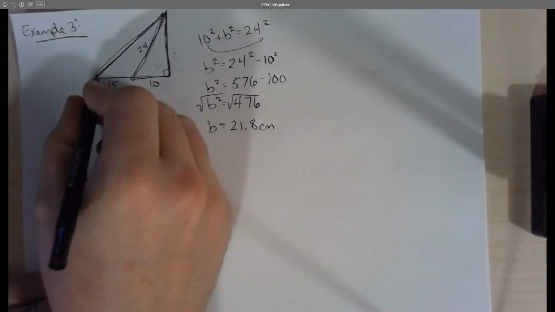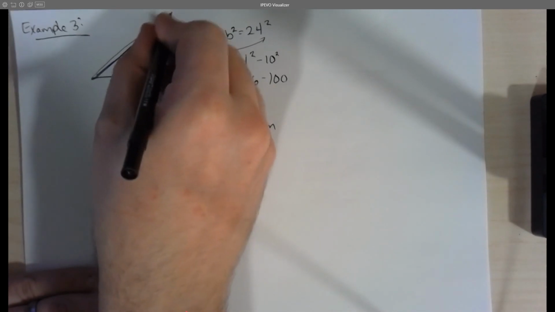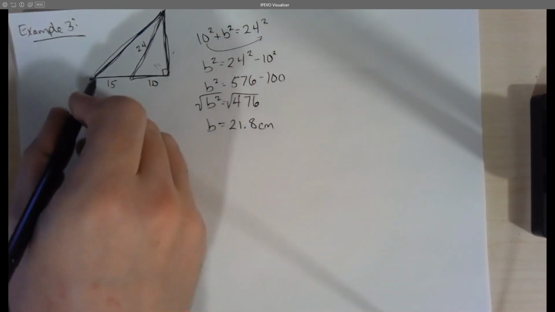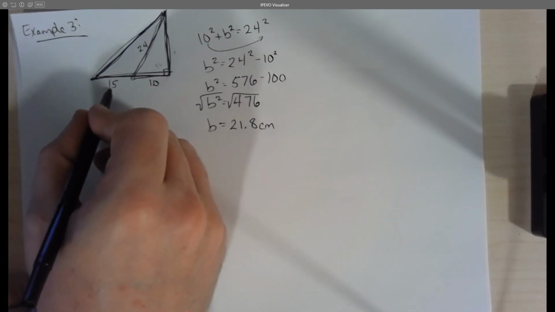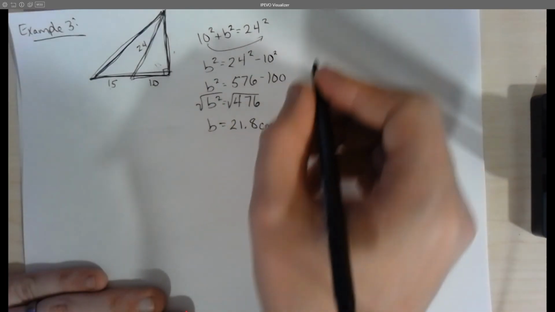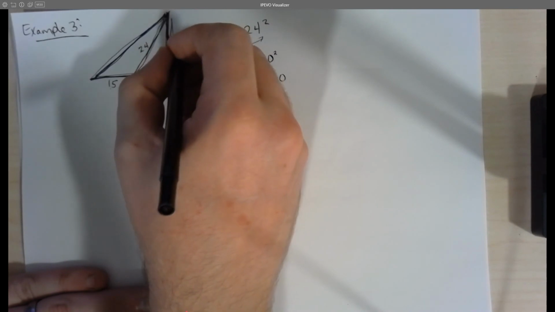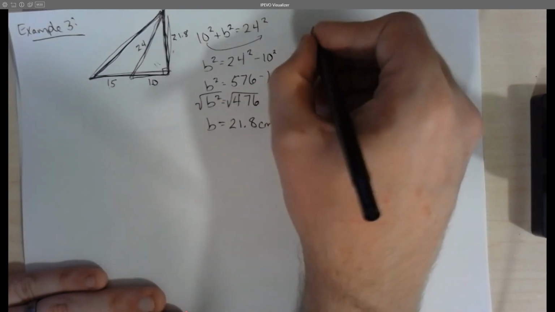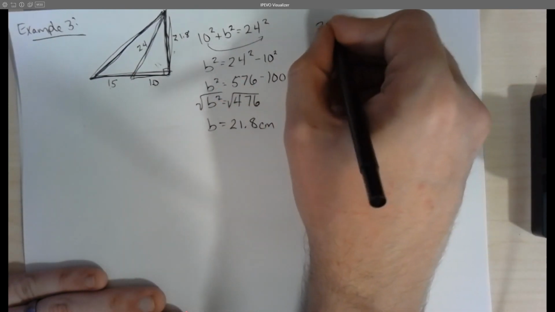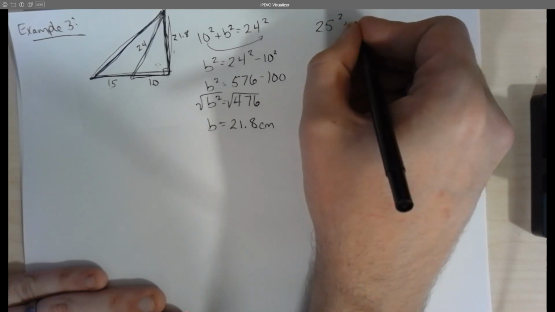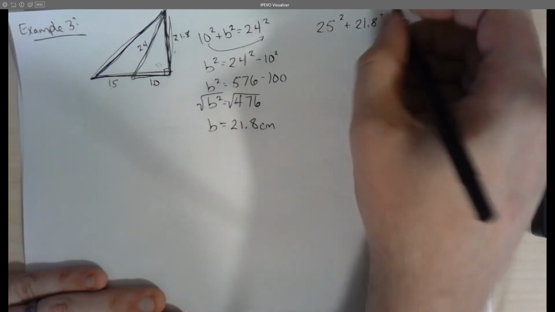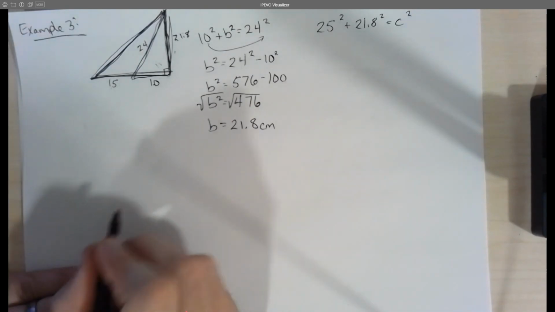Next, we're asked to figure out a B, so this one here. Okay, well, if we think about this whole big thing as a right angle triangle, we can do that as well. We have a base here, which is 15 plus 10, or 25, and we just figured out that this is 21.8. Okay, so 25 squared plus 21.8 squared equals c squared.